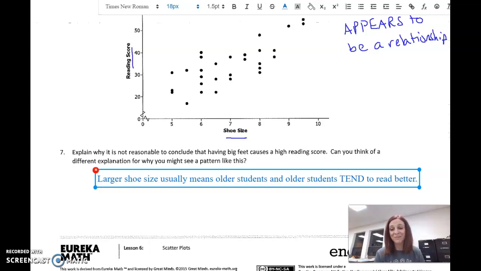Scatter plots and real life data, right? You get to make a lot of good decisions, or hopefully good decisions, and you want to make sure you're taking the time to think about what graphs and scatter plots are showing you.